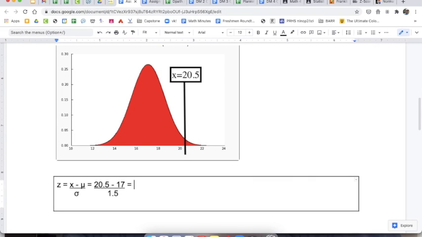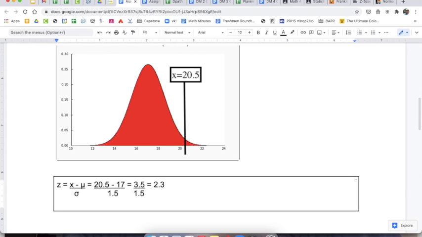Now I'm going over here to my calculator, and I'm going to do 20.5 minus 17. You could probably do that in your head, right? But just to make sure, that comes out to be 3.5. Make sure you hit enter after doing that. Don't try to do it all in one go, or you will get the wrong answer. And we're going to divide this by 1.5. So we've got 3.5 divided by 1.5. We'll do that on my calculator, and I get 2.3.